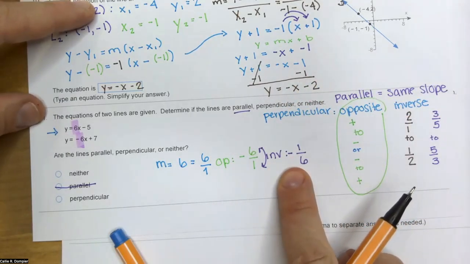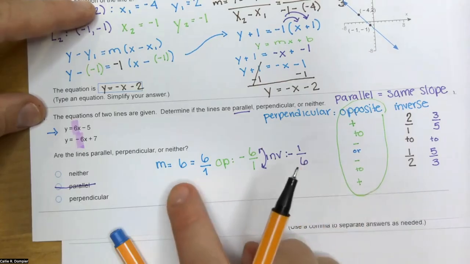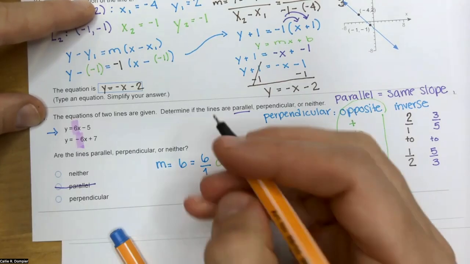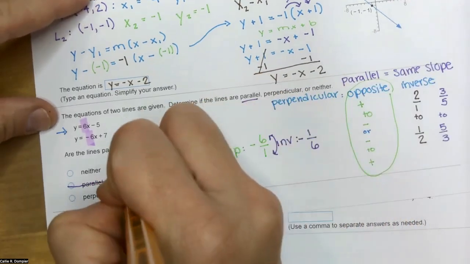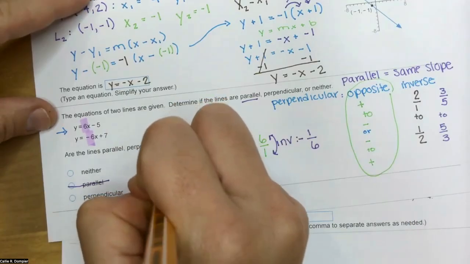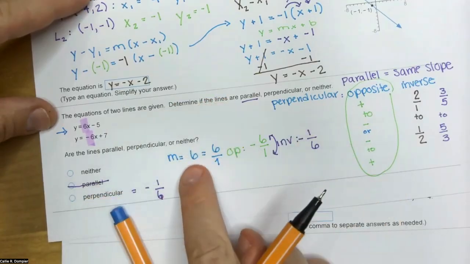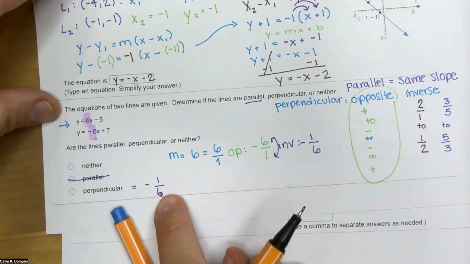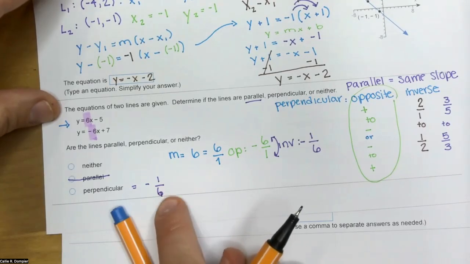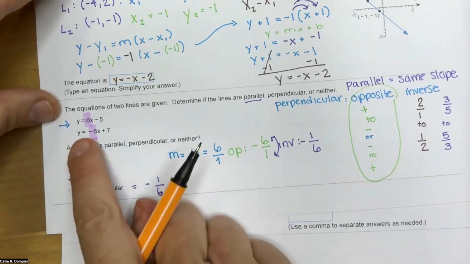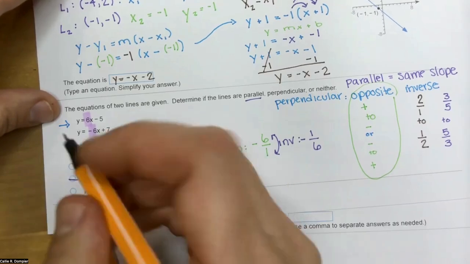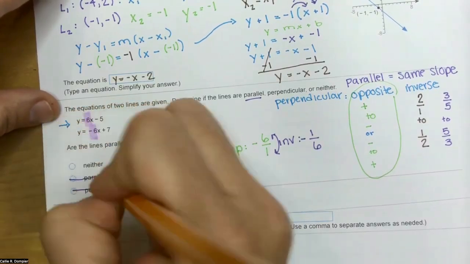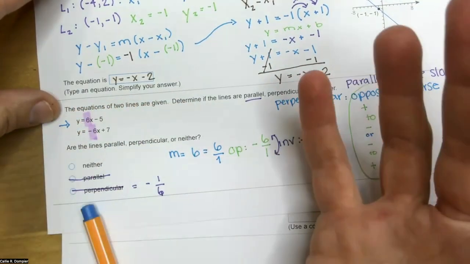So the perpendicular slope of 6 is negative 1 over 6. We took the 6, we moved it to the bottom of the fraction, and we changed the sign from a positive to a negative. Good? Is this negative 1 over 6? It is not. So it's neither perpendicular nor parallel. That's a really tricky question.